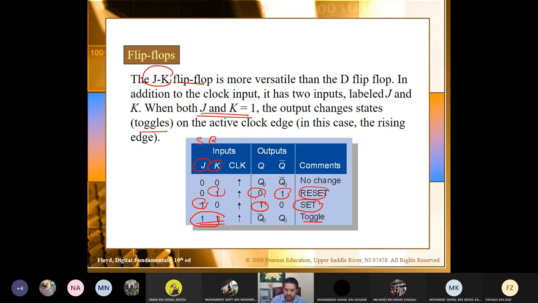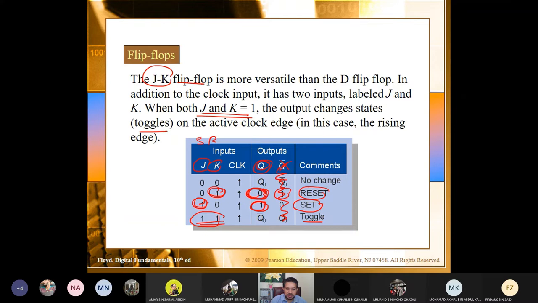Our interest for the reset is actually Q. So just focus on Q. Don't focus on Q bar so that you don't get confused. Whenever we set, Q will be high. Whenever we reset, pressing K, it will go to reset.